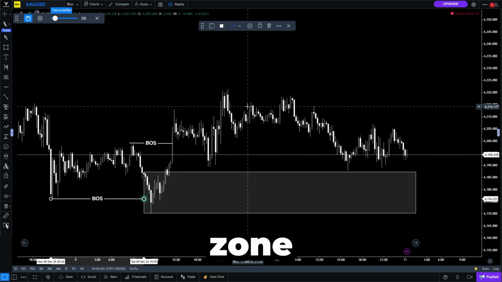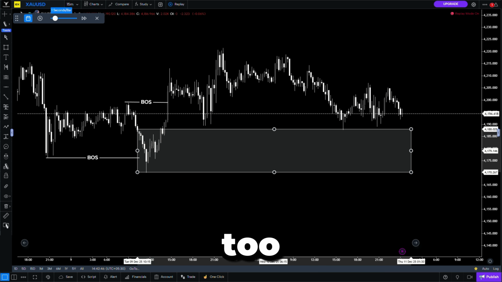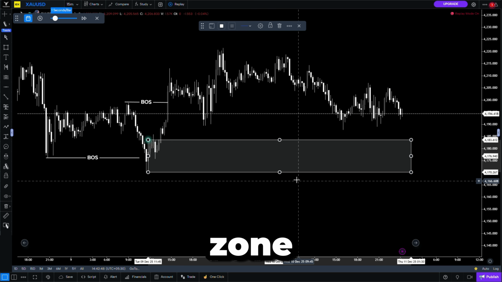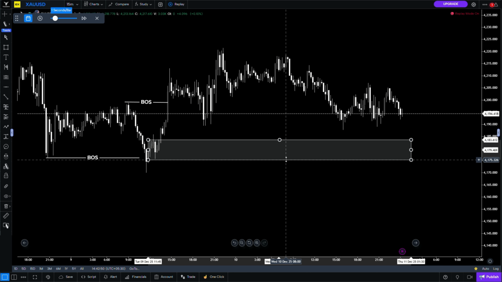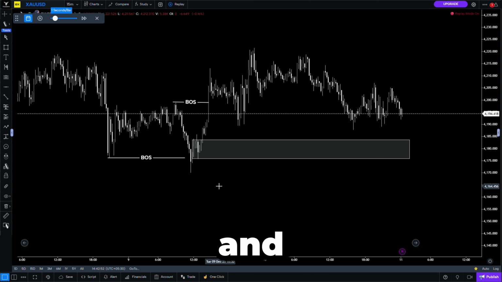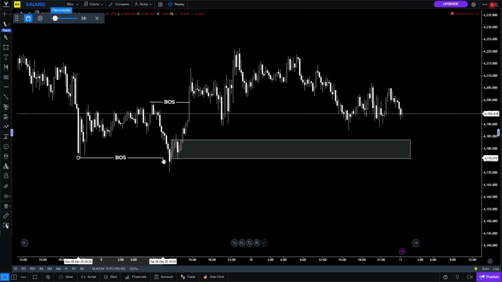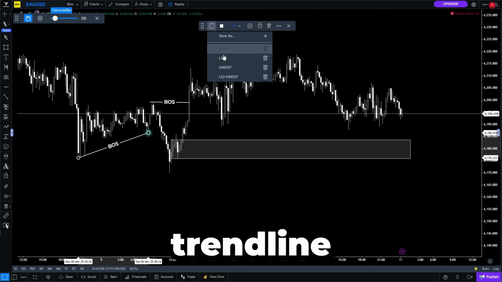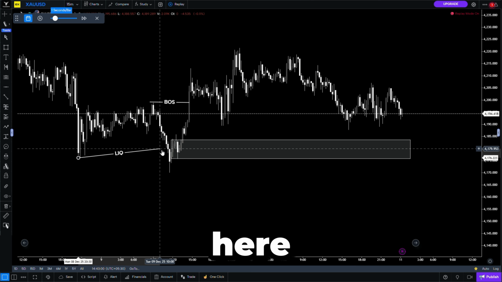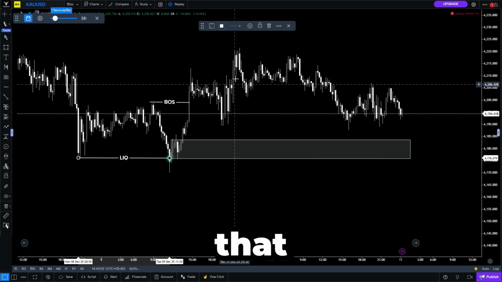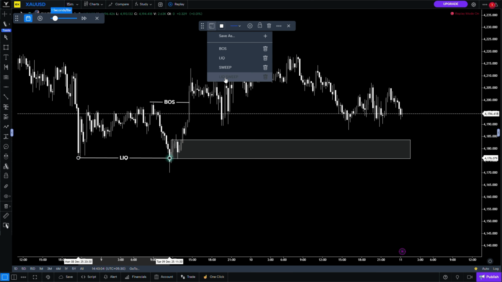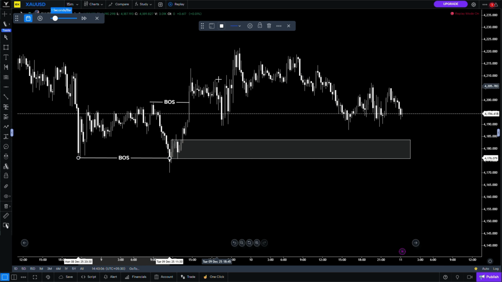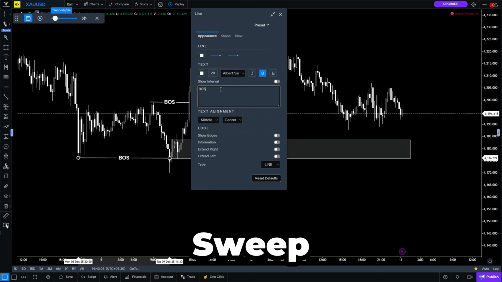Because the zone here is big, we have to mark a smaller zone here, and also here we can clearly see this is your liquidity, trend line liquidity, and here is the sweep, the liquidity sweep.